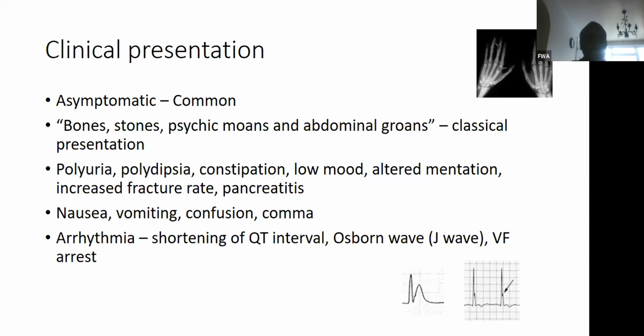In severe cases, patients could also have arrhythmias like shortening of the QT interval, and in very rare cases, which I've never seen, the J wave, which is an Osborne wave. And very, very rarely patients can come in with VT arrest or VT arrhythmias.